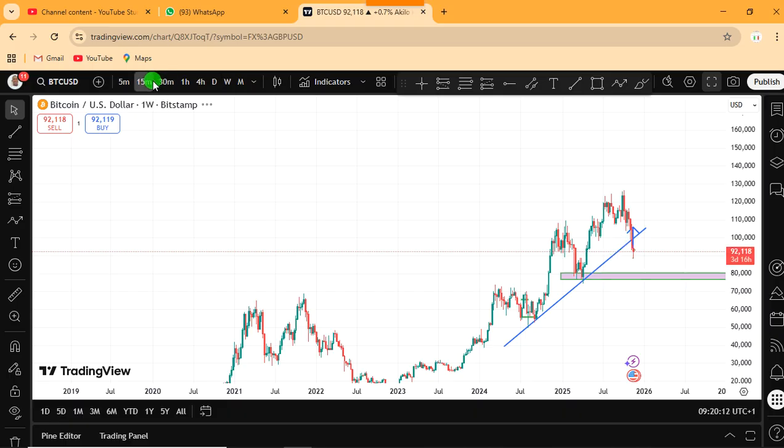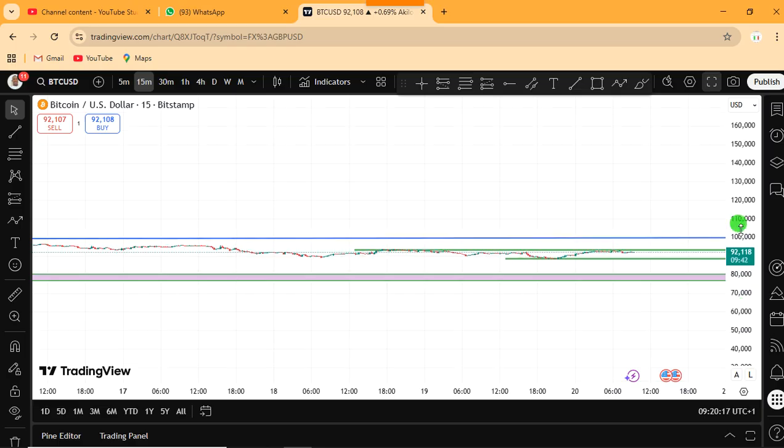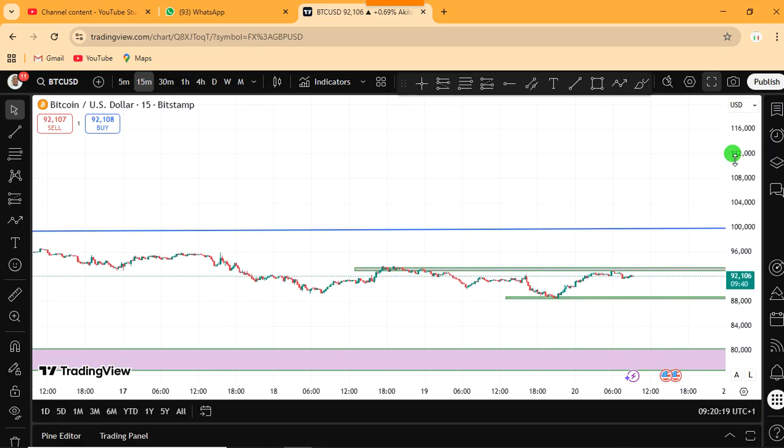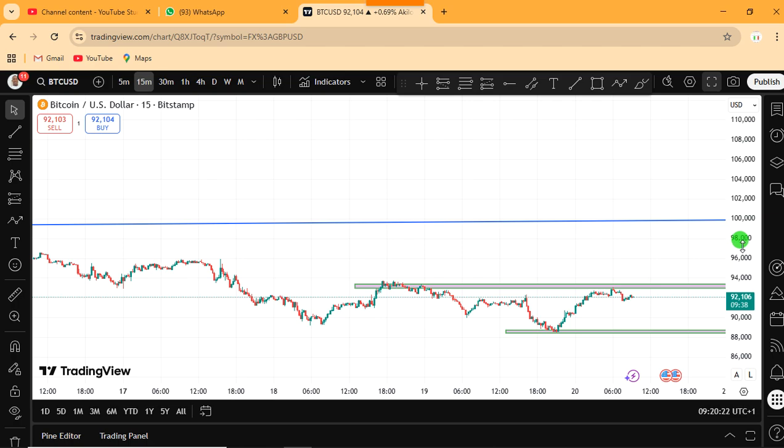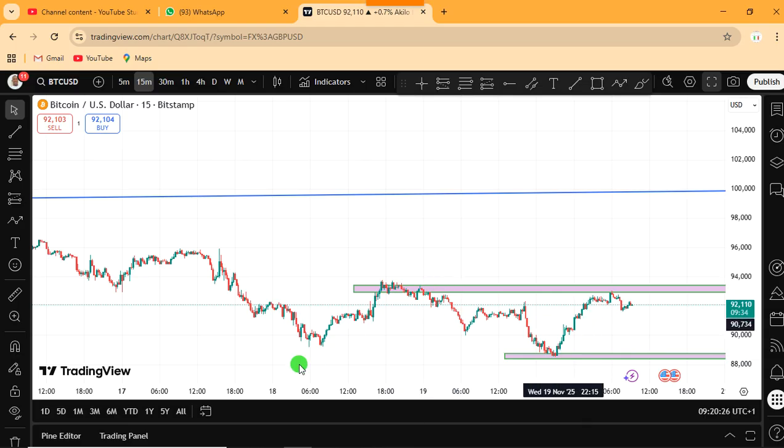So let's see what's going to happen today. Going to the 15 minutes chart, you can see the market is currently giving us signs of bullish momentum, the market moving with a series of higher highs and higher lows, breaking below this previous zone right here.